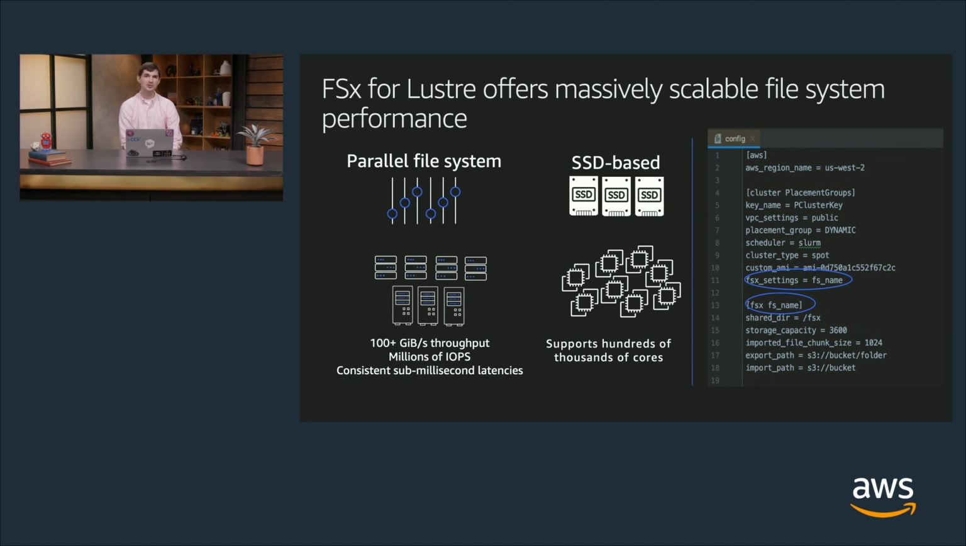FSx for Lustre is a new managed file system service released by AWS this year that is based on Lustre, the popular open-source parallel file system designed for compute-intensive workloads. Lustre includes a POSIX-compliant file system that can scale to thousands of clients, millions of IOPS, and hundreds of gigabytes of throughput per second. With ParallelCluster, you can choose to either mount an existing FSx file system you've created, or have ParallelCluster create one for you on the fly, with a few simple parameters in your config file.